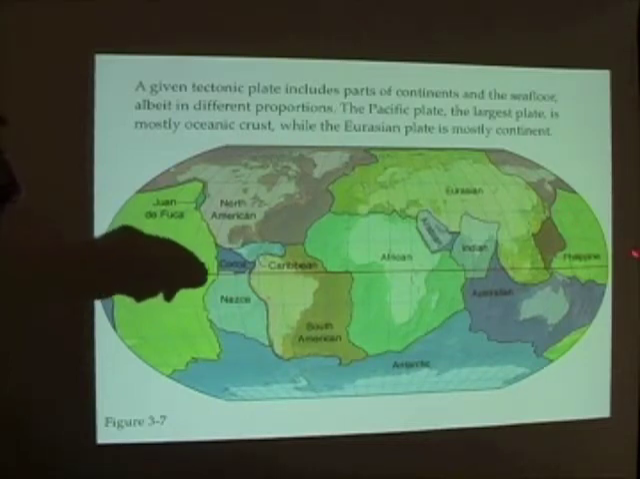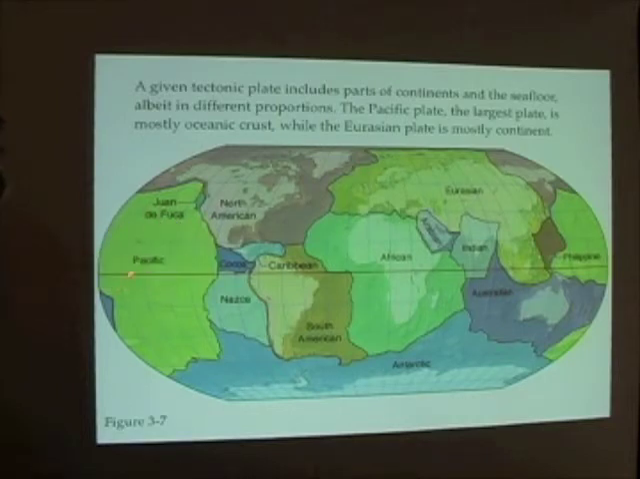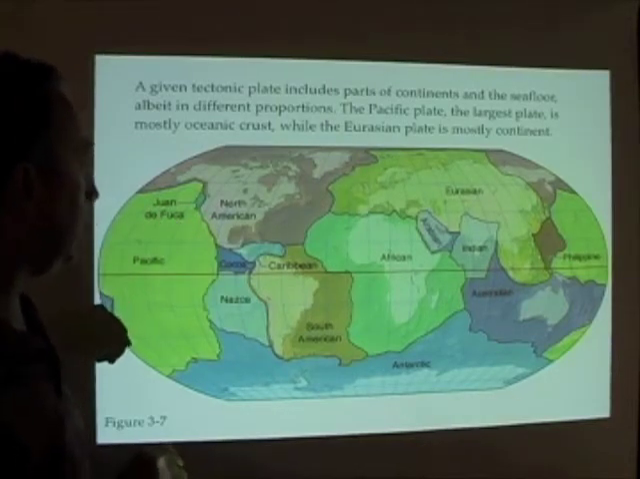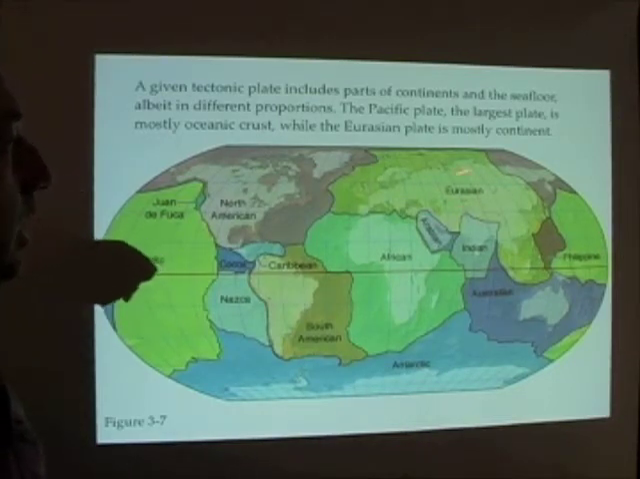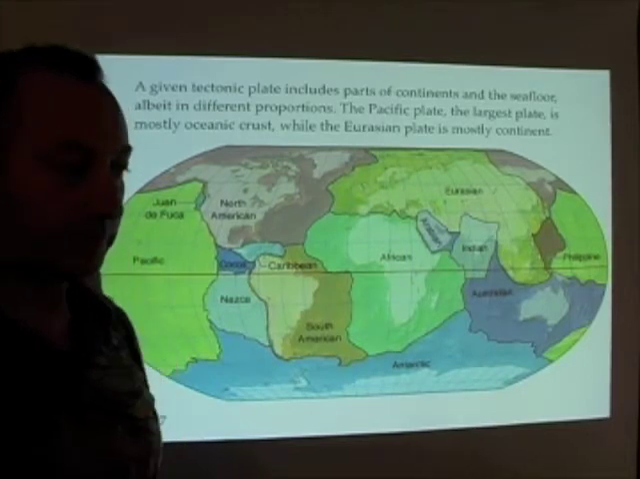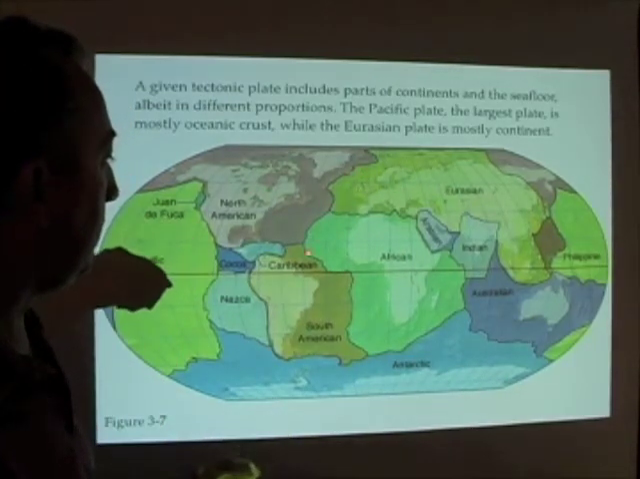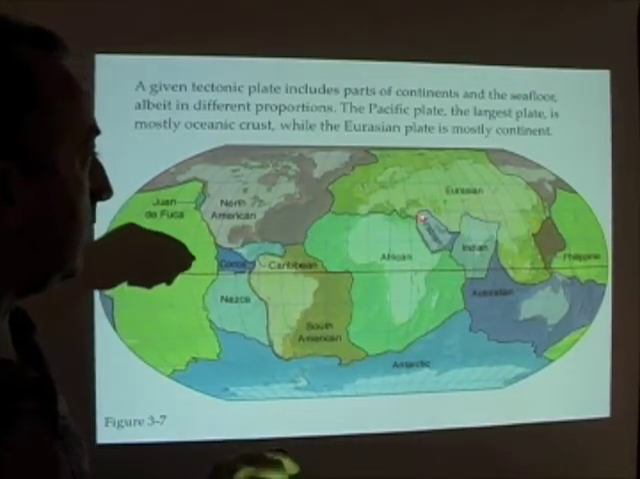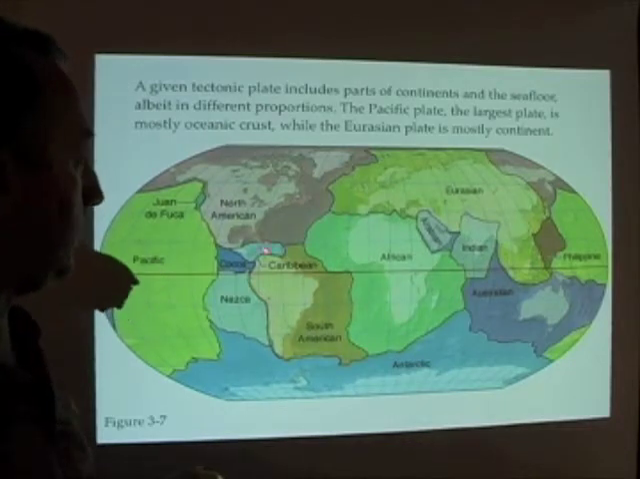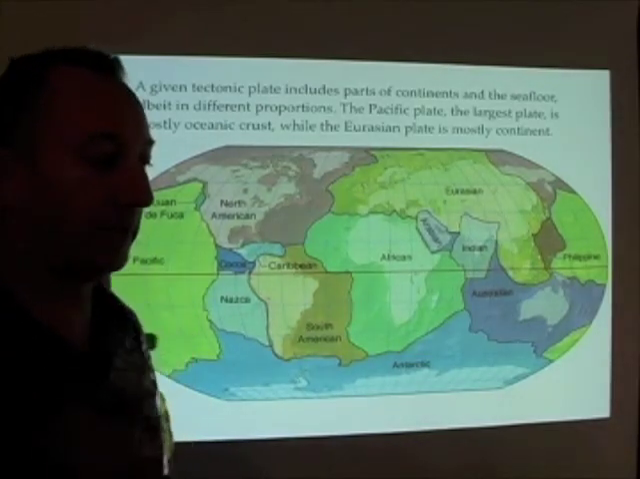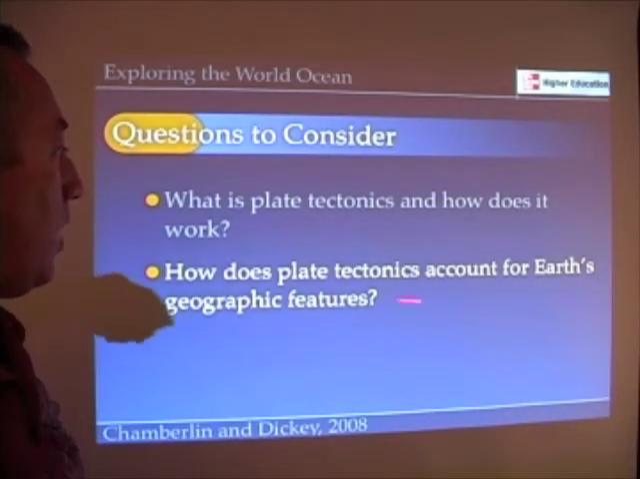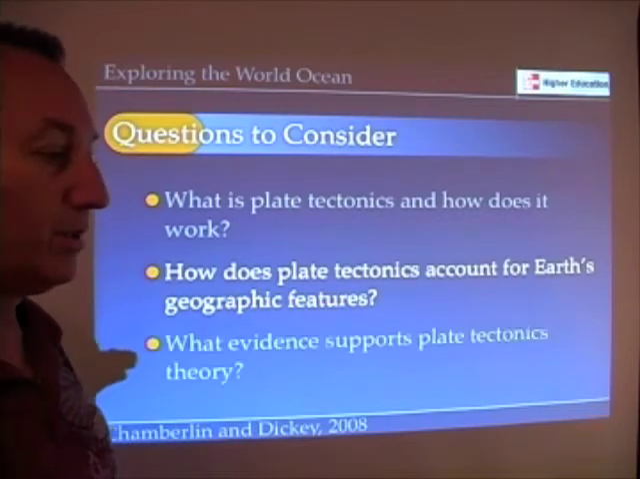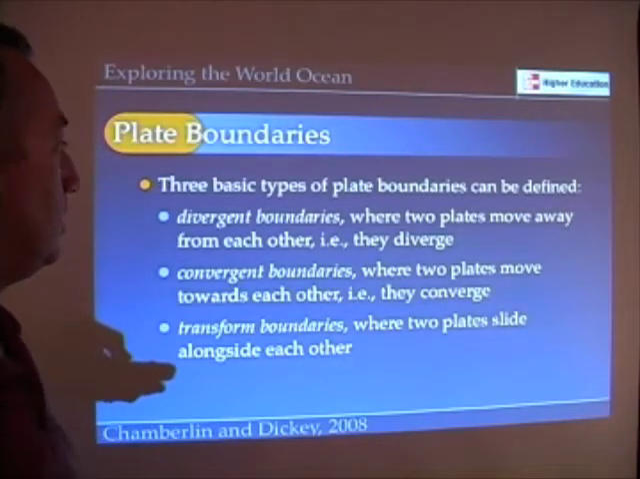The Pacific plate here, there's actually some parts of it here as well, is almost entirely oceanic crust, whereas the Eurasian plate is largely made up of continental crust. And where these plates meet, where we see these black lines, these are the plate boundaries. So a lot of important things happen at those plate boundaries. Now let's take a look at how plate tectonics accounts for some of Earth's geographic features.